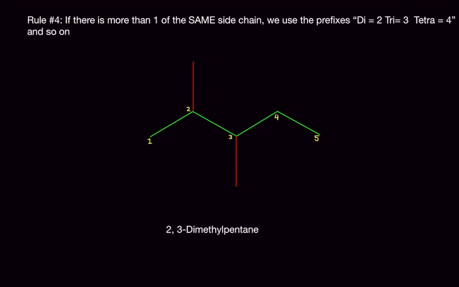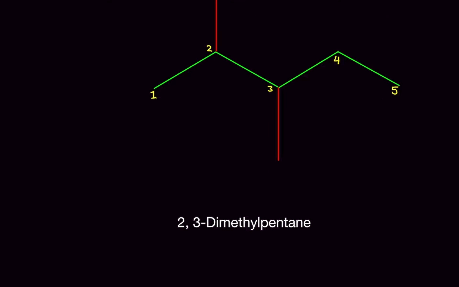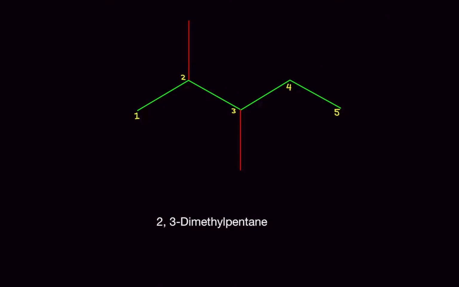Now, how we name this is we first need to number it. So we number the parent chain, then we need to look at where the side chains are coming off of the parent chain. So we have a side chain coming off of 2, and we have a side chain coming off of 3, and it's the same side chain. So how we basically label or name it is 2,3-dimethylpentane. So to separate the numbers, we use a comma.